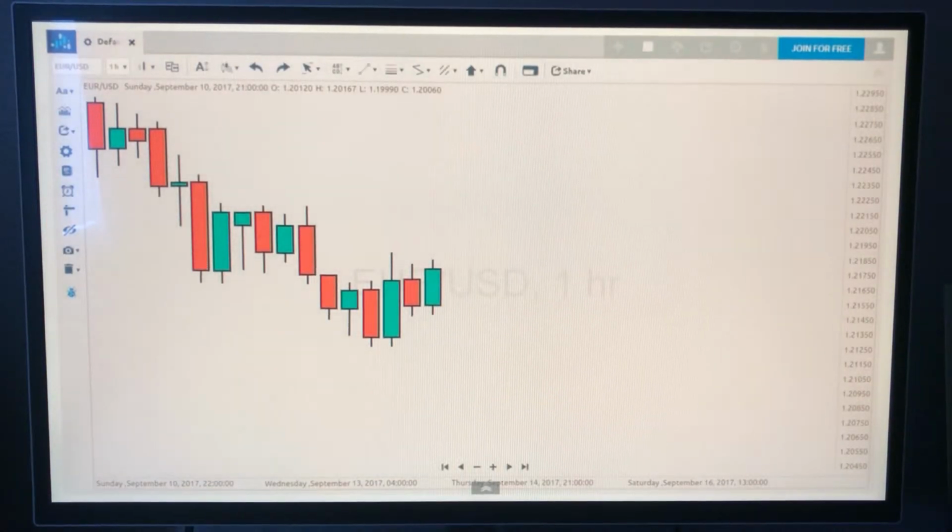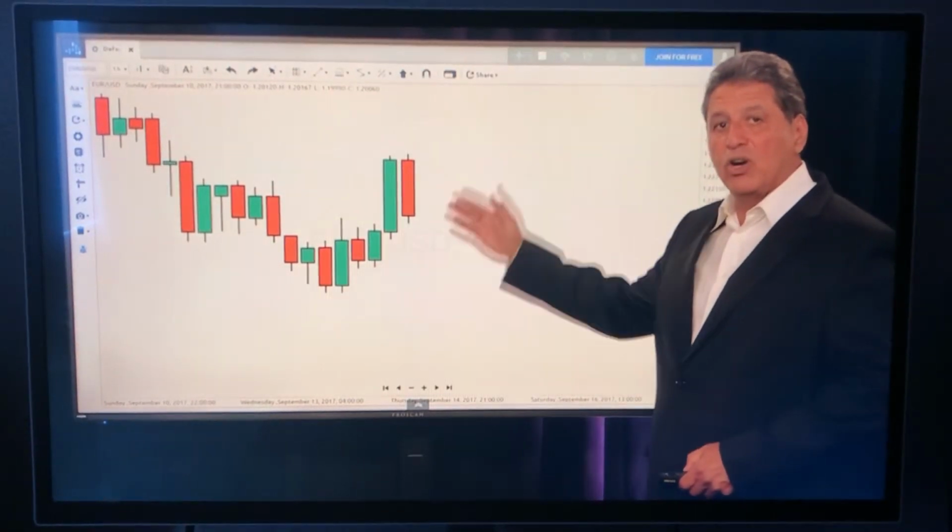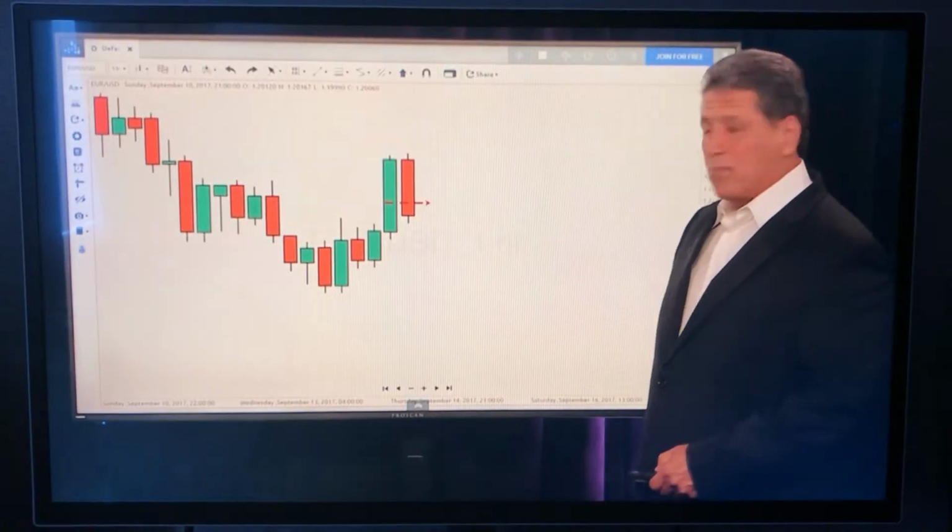This is what it looks like in the market. You're sitting in front of your computer, looking for a bearish candlestick formation. As you're sitting there, this appears. This is your dark cloud cover. Market came back more than 60%.